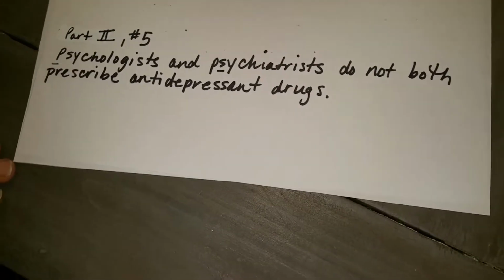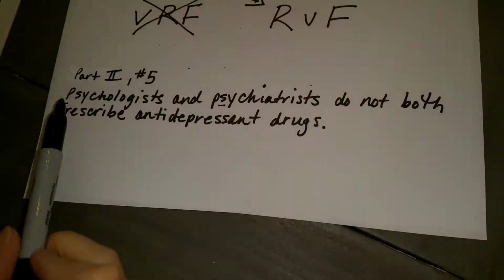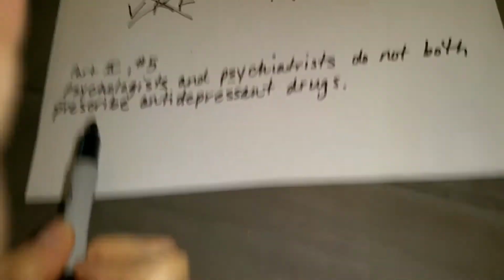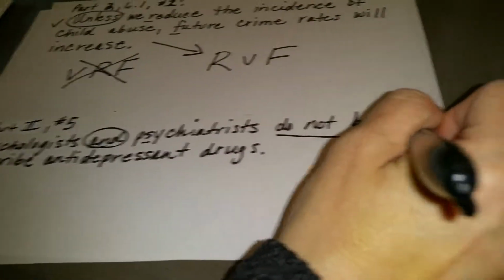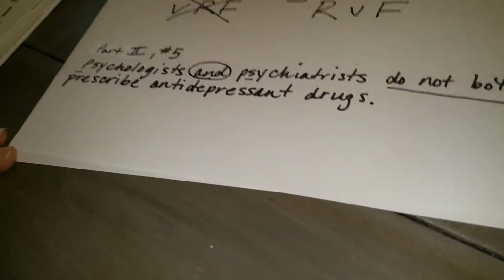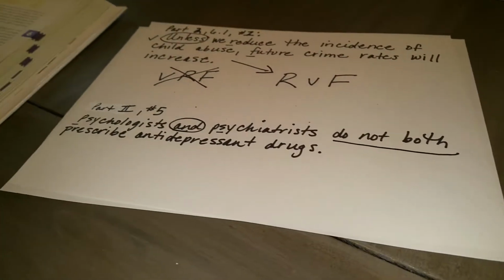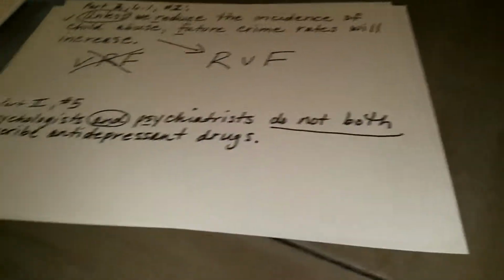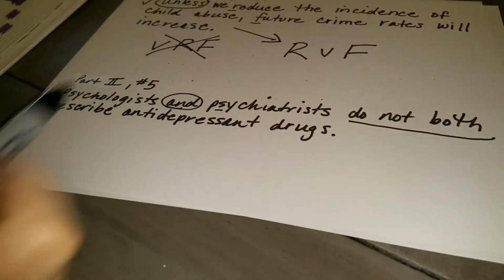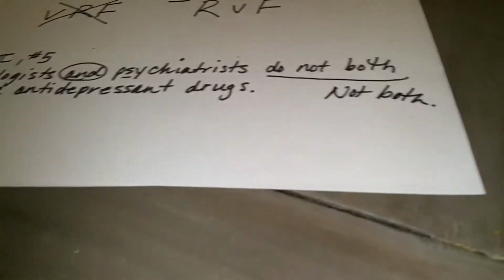Okay, now here's a good one to keep in mind when you do the homework. And I tried to point this out in that video where I talked about the book. Psychologists and psychiatrists do not both prescribe antidepressant drugs. Your indicator here is and, and then you have this do not both. So you know that you have a conjunction, but you also are going to need a negation somewhere. You really don't even know if you need 1 or 2 now, but you do know they're telling you that not both of these, right? This is sort of saying that both of these types of people prescribe drugs.